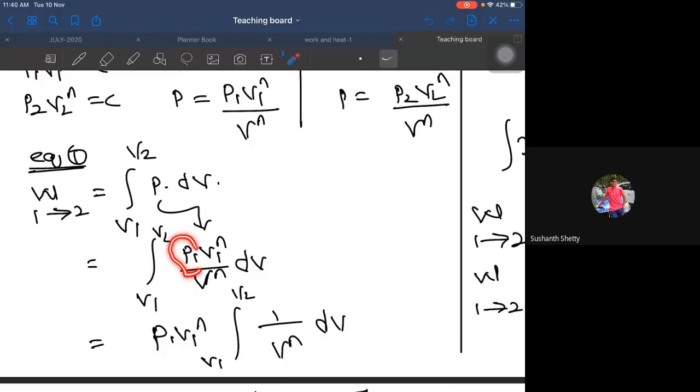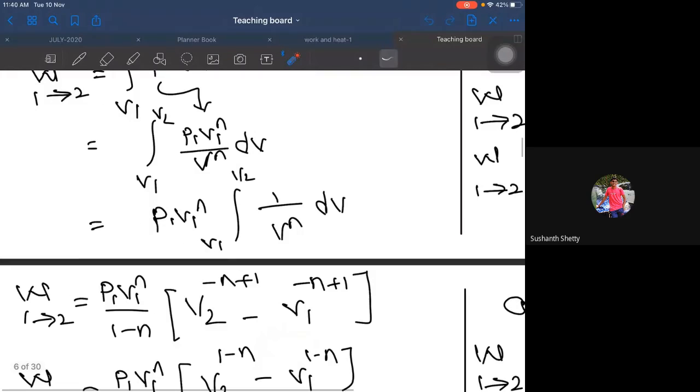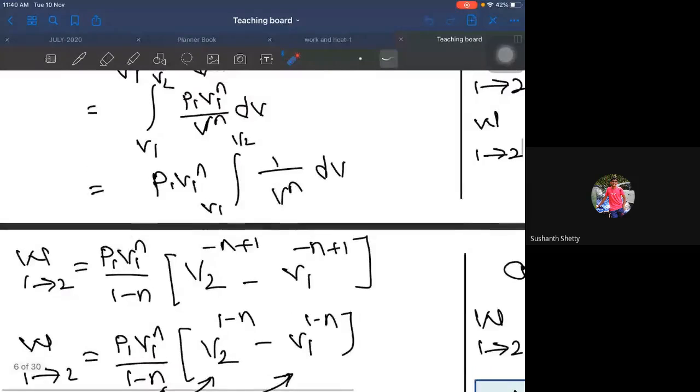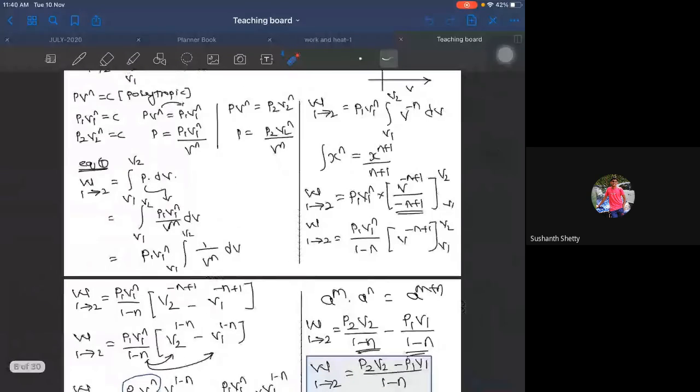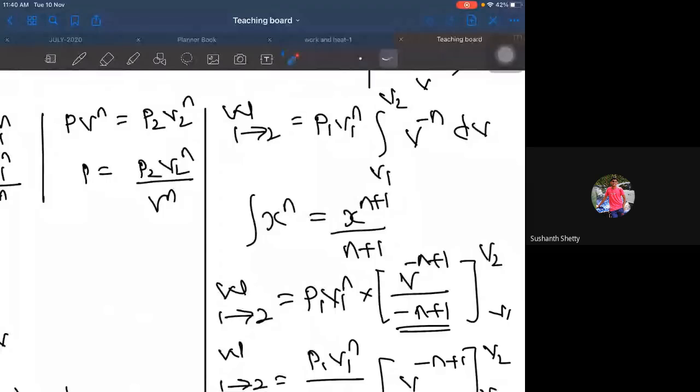Then the values of P1 and V1 would be constant, right? Yes or no? I can take them out of the integration. So I have taken them out of the integration. Now I will be integrating only with respect to V to the power of n. Okay? Now, what is the integration of x to the power of n, guys? Now we are integrating V to the power of n, so how do you integrate? X to the power of n integration is what?